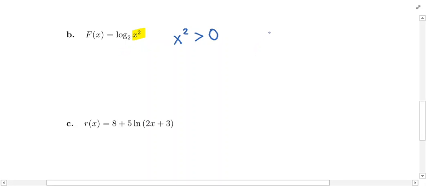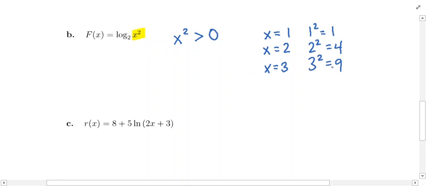If you try plugging in different x values, if I plug in 1, 1 squared is going to be 1, and I can take the logarithm of 1. If I try x equals 2, I have to do x squared. That's going to be 4, which is positive, so I'm going to be able to take the logarithm of 4. Let me do one more positive number, 3. I'm going to have to square it. 3 squared is 9. I can take the logarithm of 9. It's positive. So positive numbers are going to work.